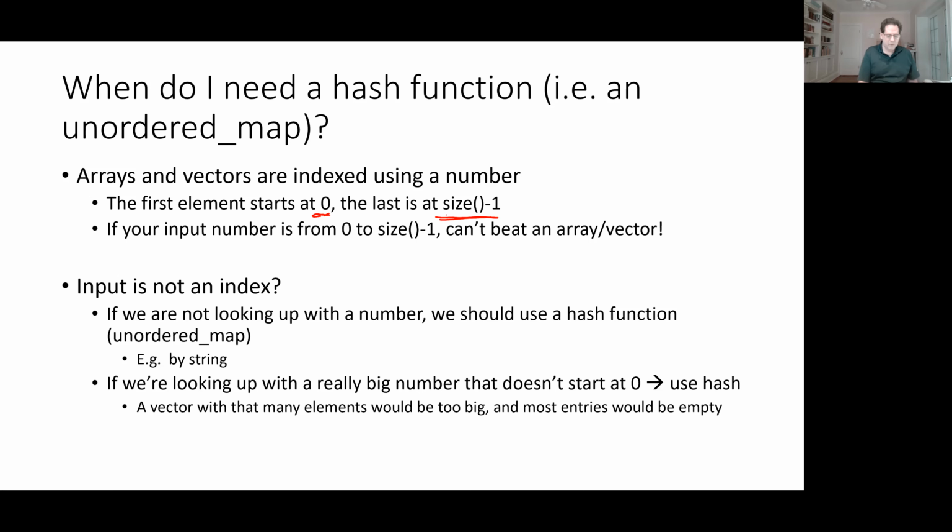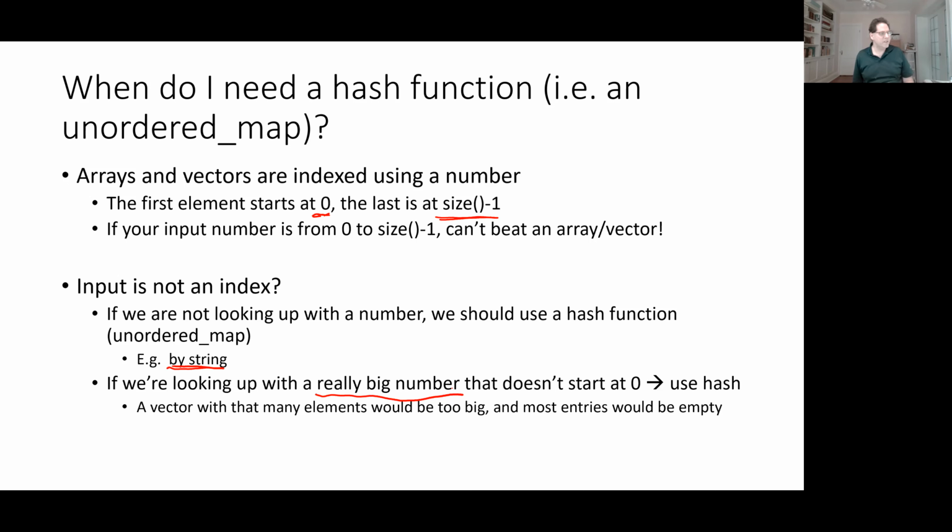But you can have cases where your input isn't an index like that. So let's say that we actually wanted to look things up by name. So we have strings. You can't use strings as an index into an array or a vector. So that's where a hash table is very good, because you can use the string as a key.